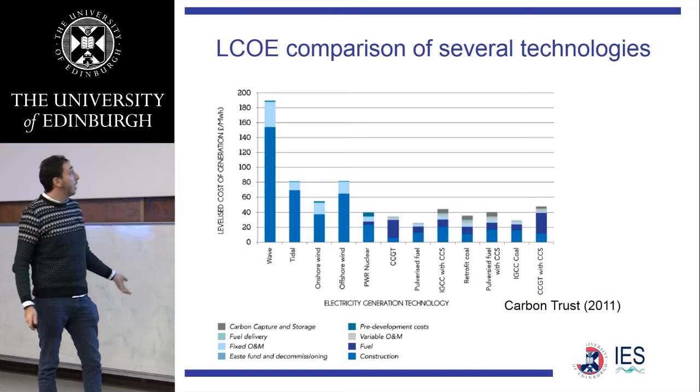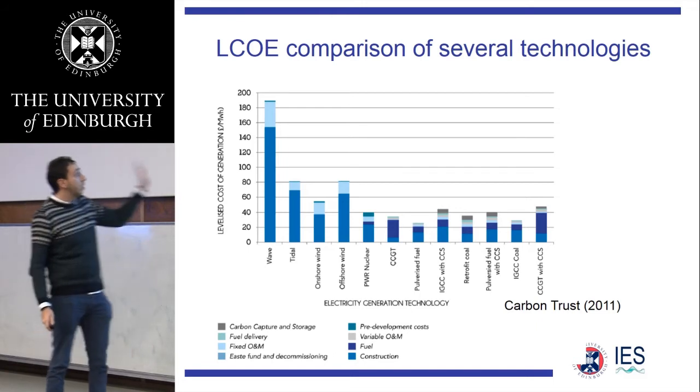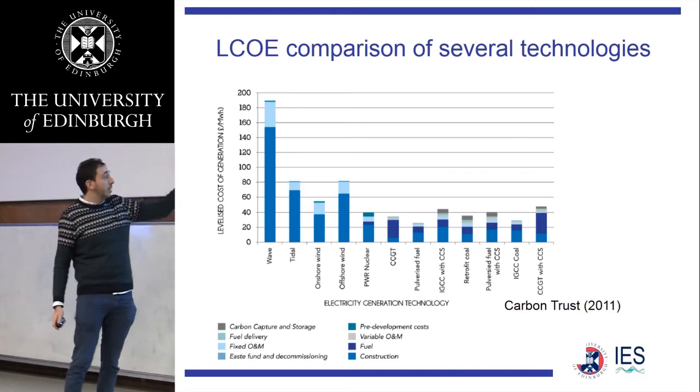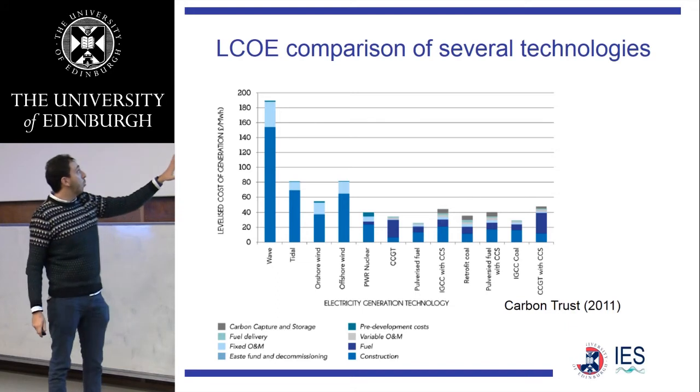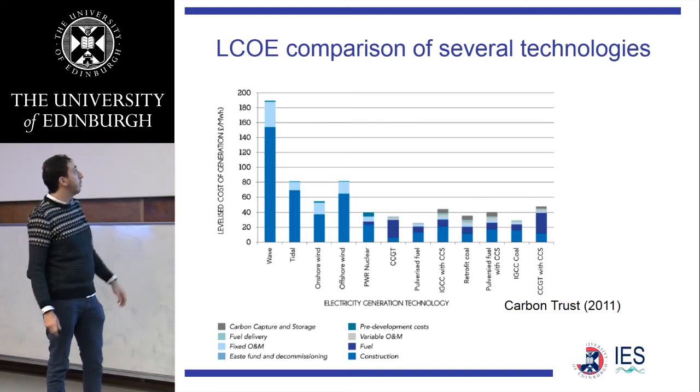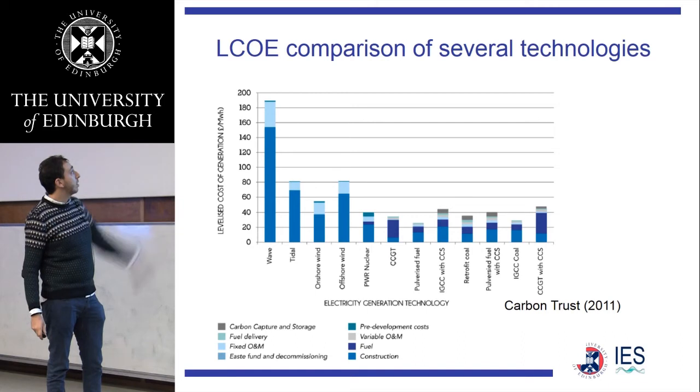Here there's a levelized cost of energy comparison of several technologies, taken from a report from Carbon Trust in 2011. And as you can see, wave is around 180 pounds per megawatt hour. Tidal is around 80, and the other ones are lower.